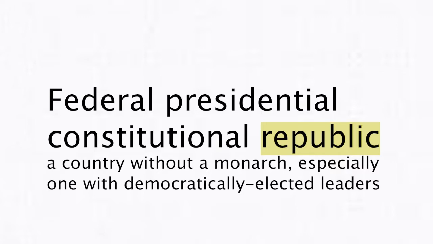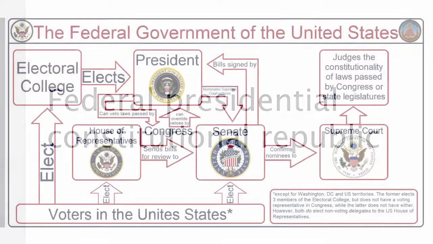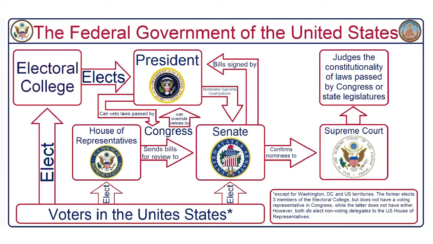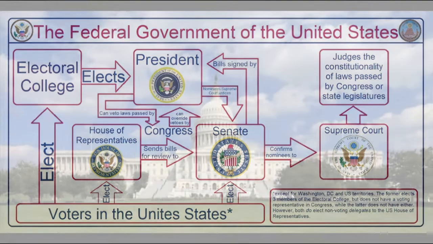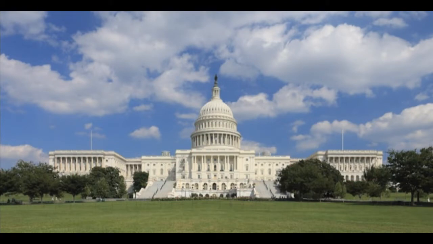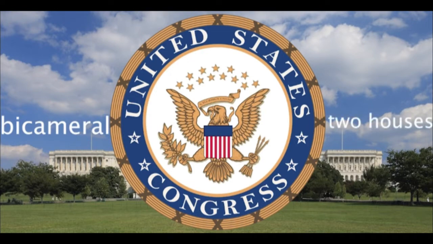Since this video is about the political system of the US, now would be a good opportunity to learn about these leaders. On the federal level, the American political system is divided into three branches: the legislative branch, which makes the laws, the executive branch, which enforces the laws, and the judicial branch, which interprets the laws. The legislative branch of the federal government is known as the United States Congress. It is a bicameral legislature, meaning that it is composed of two houses, a lower house and an upper house.